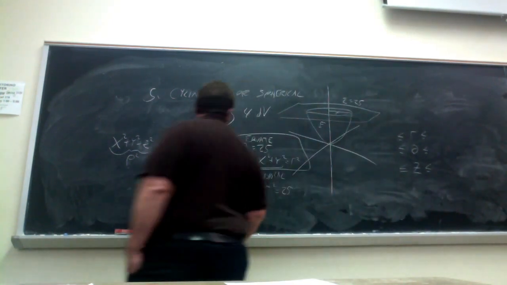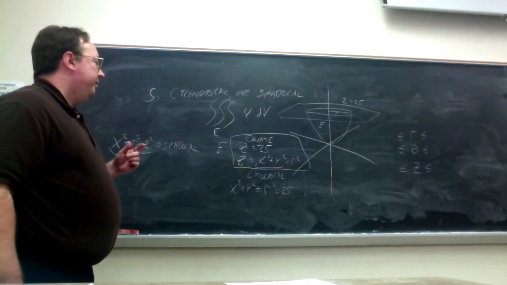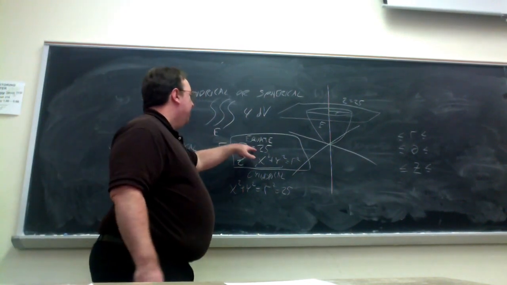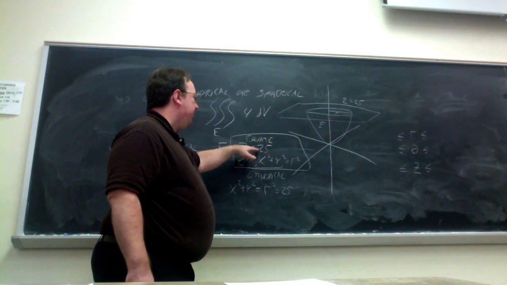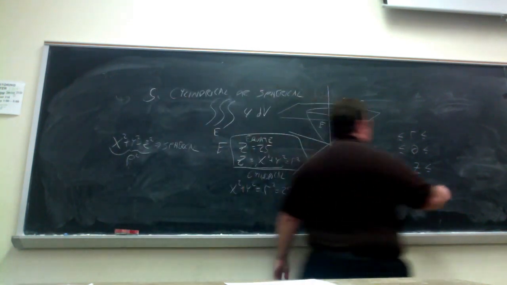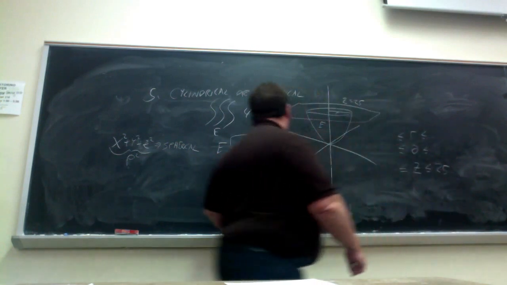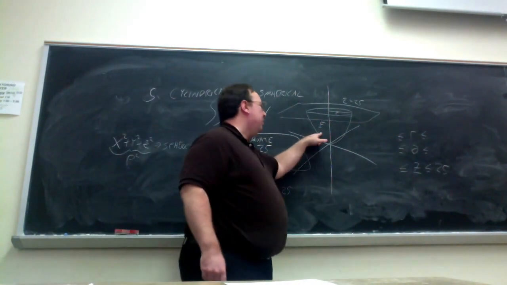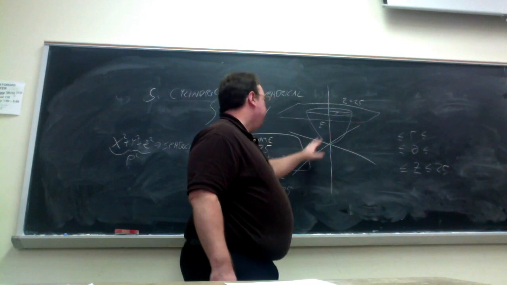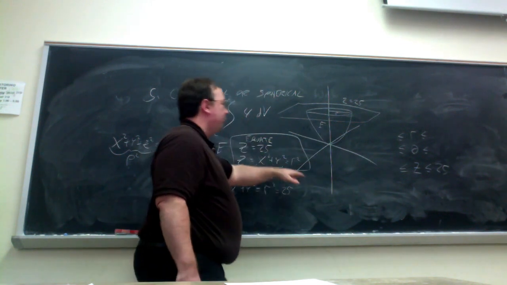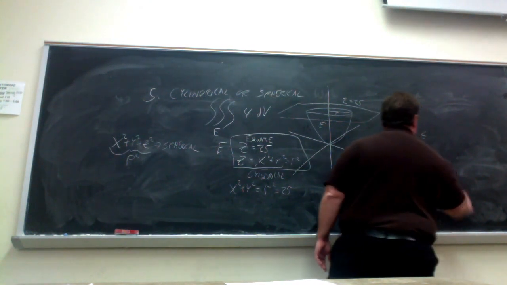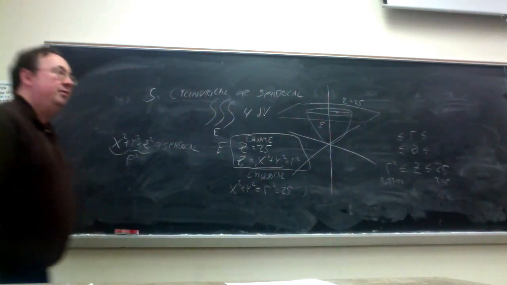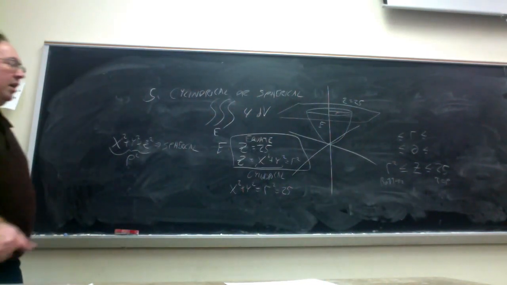Now, from visualizing this, we have that the upper limit on z is going to be 25, and the lower limit in z is going to be the paraboloid, but that's going to be z equals r squared. Whatever's on the bottom gives you the lower limit, whatever's on top gives you the upper limit. So those are going to be your innermost limits.